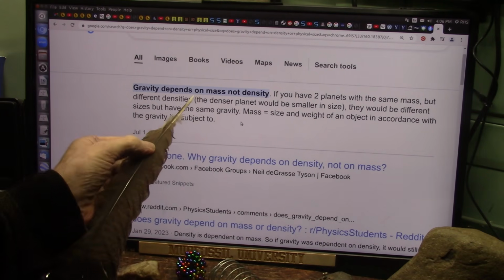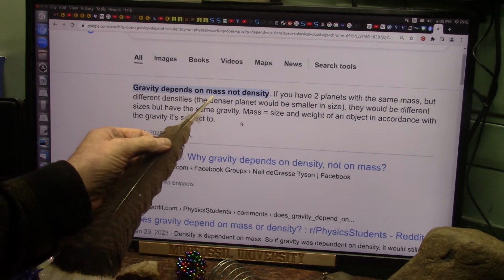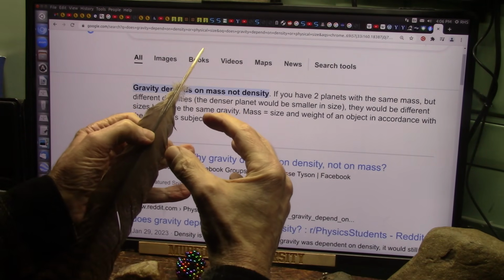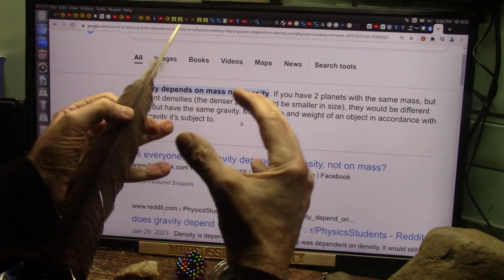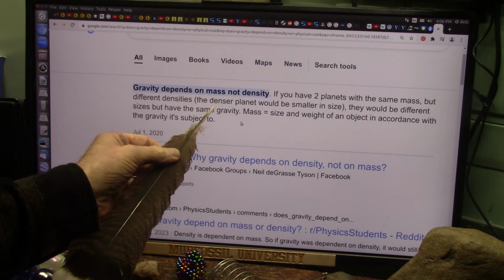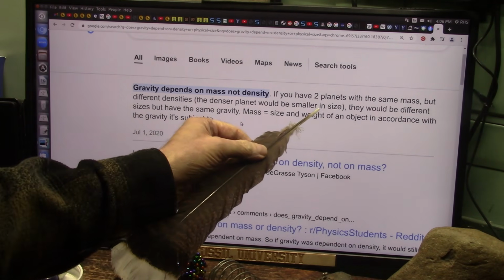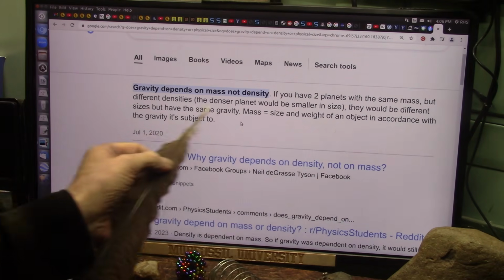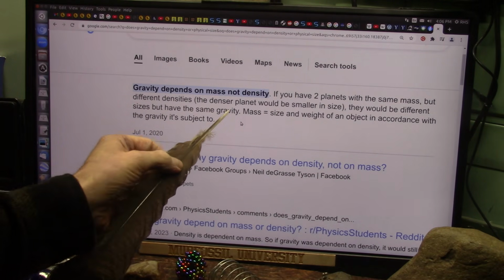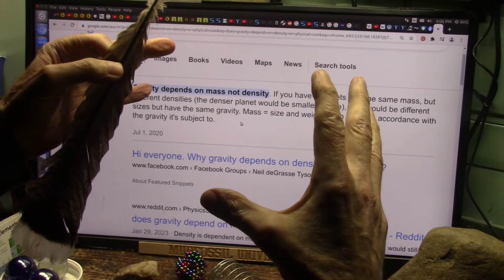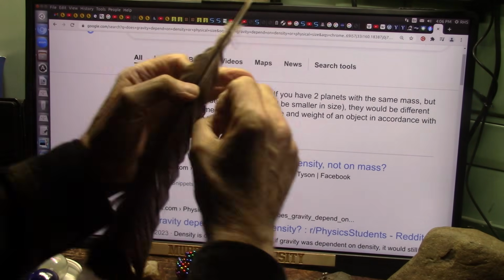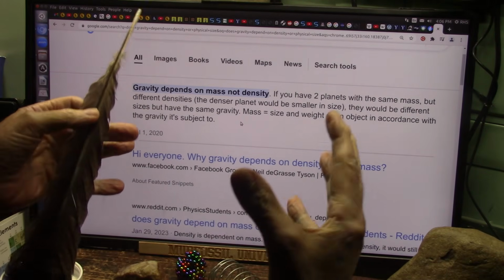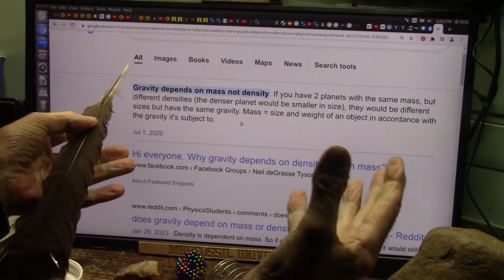All right, see, here it is right here. Density is basically mass, but you can be smaller and have the same mass because it's denser. So the denser planet would be smaller in size. So it would be small like that. But they would be different sizes but have the same gravity. You have one out here that's kind of fluffy, but it's big, and you have one down here small. They still have the same gravity because they have the same mass.